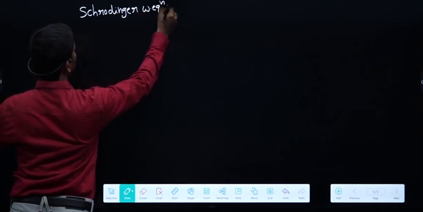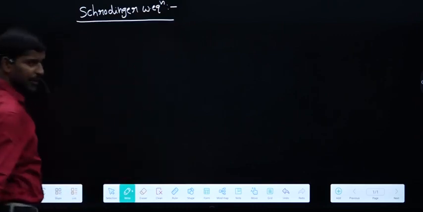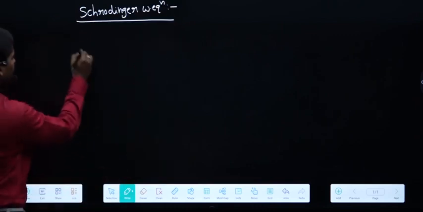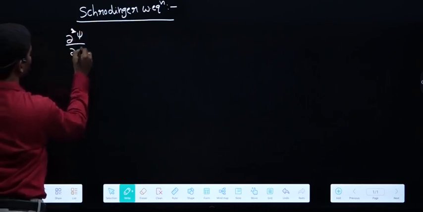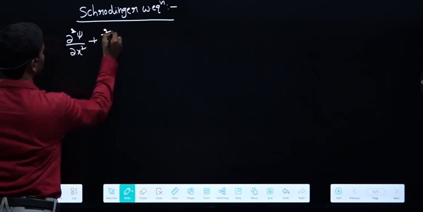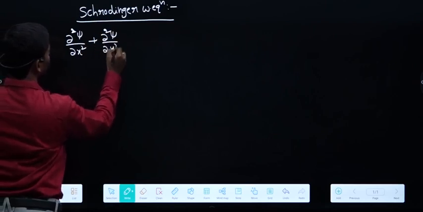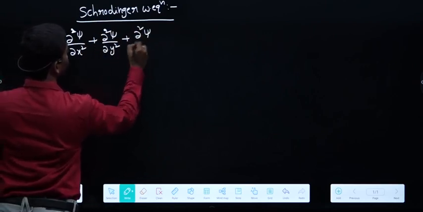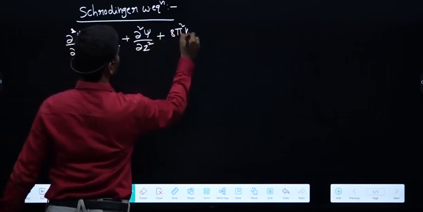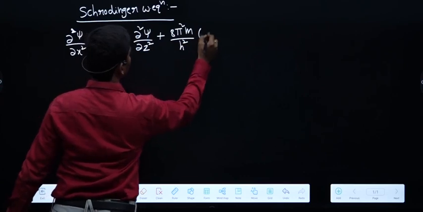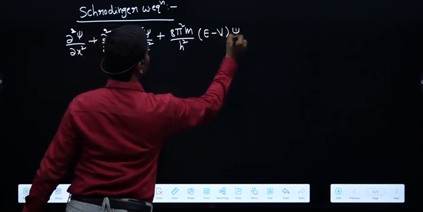Here we are giving the Schrodinger time independent wave equation, that is, ∂²ψ/∂x² + ∂²ψ/∂y² + ∂²ψ/∂z² + (8π²m/h²)(E − V)ψ = 0.